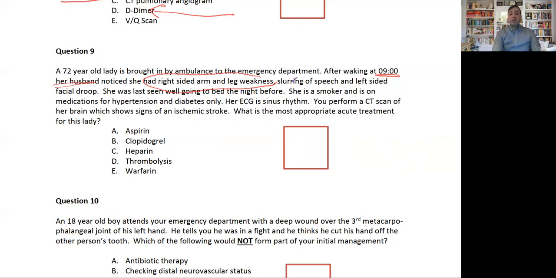So she had slurring of speech, and she had left-sided facial drop. So it is a typical picture of stroke, acute stroke.